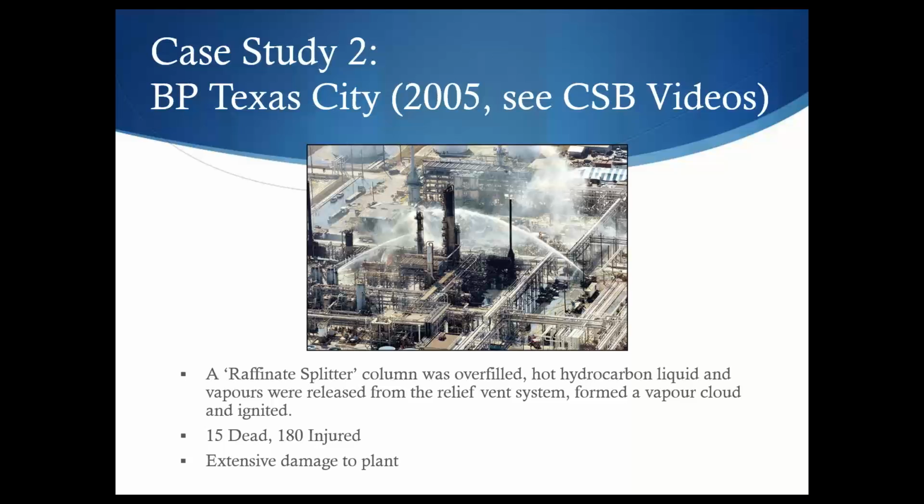So Texas City. This was a large facility. I think it was a refinery out in Texas City, and it happened a few months before Buncefield in 2005. Now this was a raffinate splitter column. So a liquid overflowed, hot hydrocarbon liquid and vapors released from the vent stack, vapor cloud and ignition.